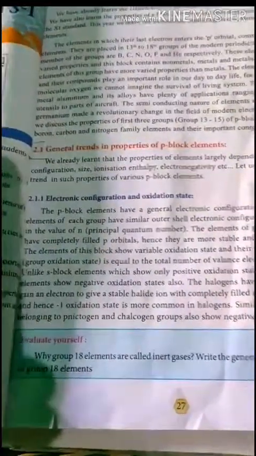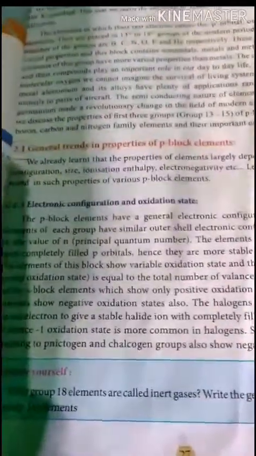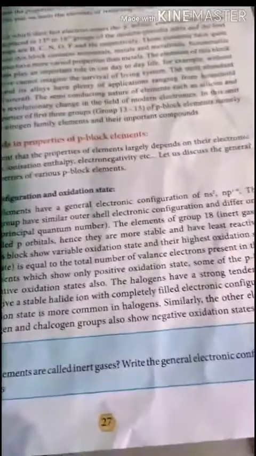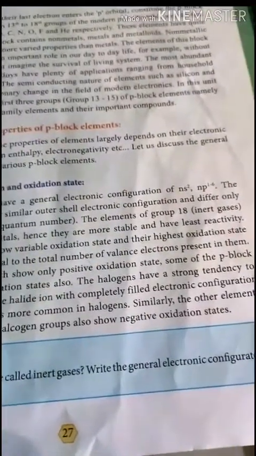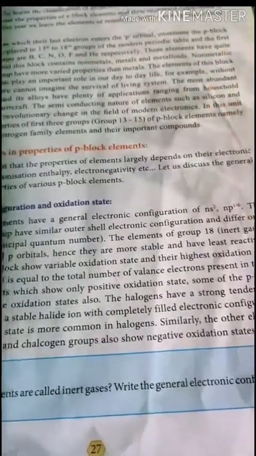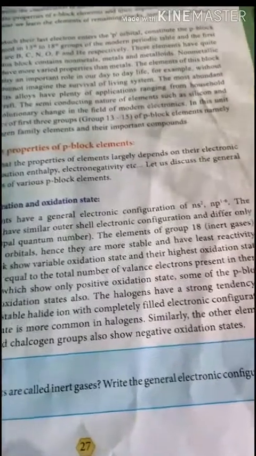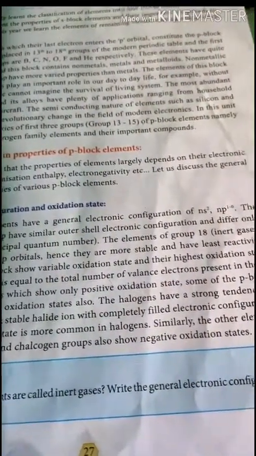In the previous video I gave a brief introduction about p block elements. Now we will go in depth into the subject. The first thing we are going to discuss is electronic configuration and oxidation state. The general electronic configuration of p block elements is ns2 np1-6. For group 13 it becomes ns2 np1, for group 14 ns2 np2, group 15 ns2 np3, group 16 ns2 np4, group 17 ns2 np5, and group 18 ns2 np6.